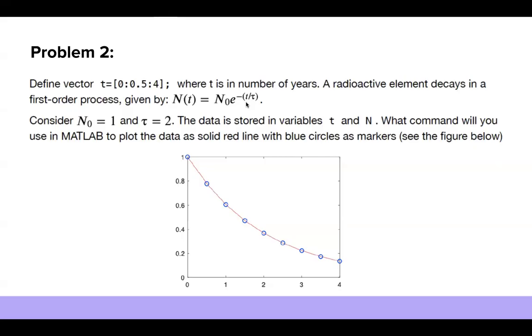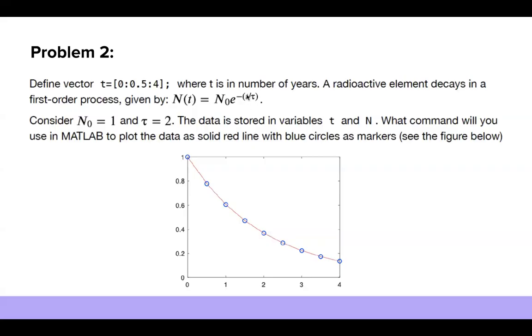Ma'am, I'm not able to get this answer. Can you please tell me? Yeah. So we'll just explain this one. Just give me a second. See here you have a vector t. It ranges from 0 to 4 with a step size of 0.5, where t is the number of years and a radioactive element decays. This is a function. Okay. We have a function N(t). So basically it starts from N0 e raised to minus t by tau. Here N0 is a constant that is equal to 1. Tau is also a constant equal to 2.